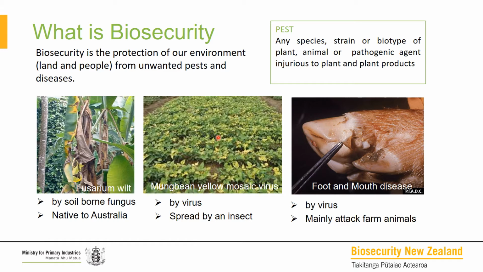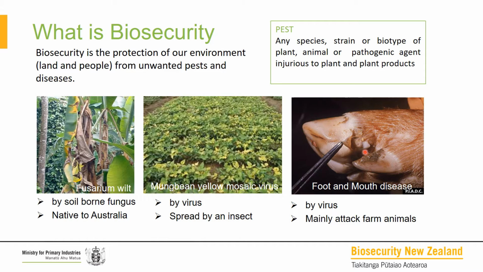And this is moong dal. You might have seen this yellowing symptom. This is caused by a virus, one of the most destructive viruses that affects legumes currently. It appears as a yellow mosaic-like symptom, and this virus is spread by an insect. And this is another example of a viral disease called foot and mouth disease, which mainly attacks farm animals.